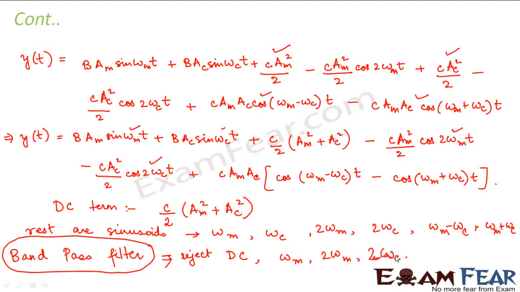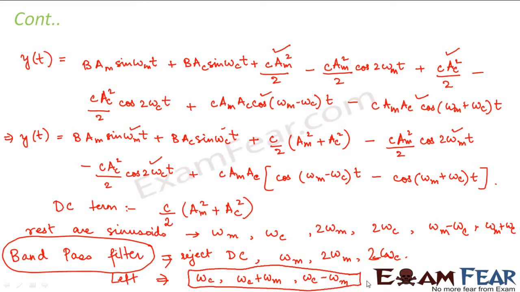So now when all these terms are rejected by the filter, what is left? What is the leftover? The leftover is omega c plus omega m, and omega c minus omega m. And what are these? These are nothing but the frequencies of the amplitude modulated wave, which we discussed in our previous topic. We saw that the amplitude modulated wave will consist of these three frequencies. So what did you observe? How is it actually produced?